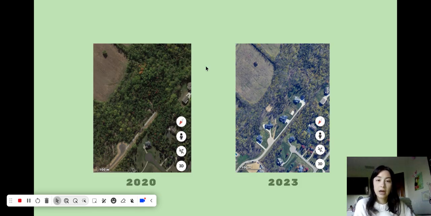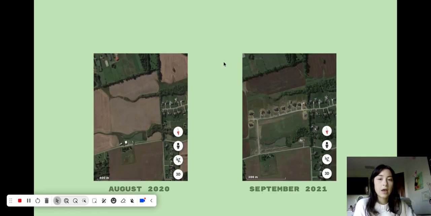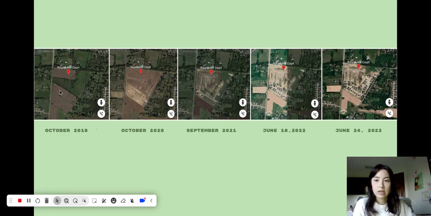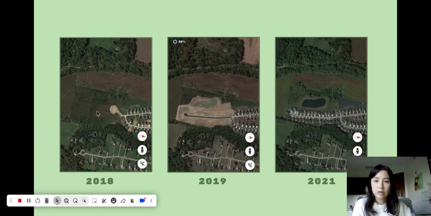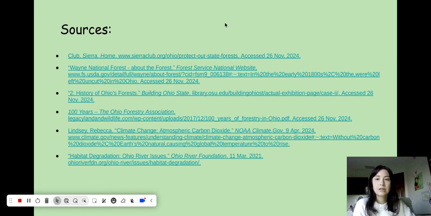Here are some examples that I had of deforestation from around where I live. So this one's from 2020. This is from 2023. I got these from Google Earth, by the way. And this one's from 2020, 2021. You got 2018, 2020, 2021, and these 2 are from 2022. I'm not fully sure why the dates are so close, considering how many houses they added in that short amount of time. I'm not sure how accurate that is. And this is from 2018, 2019, and 2021. And I think that's about it.